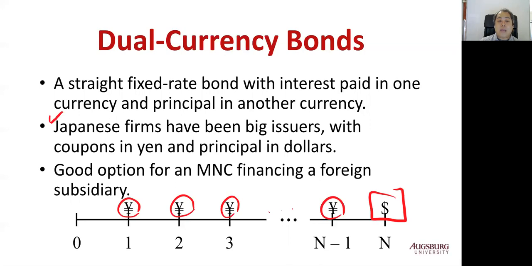It's a good option for an MNC financing a foreign subsidiary, such as a US company that wants to finance a Japanese branch. They basically want to pay yen coupons because the subsidiary operates in yen, but they eventually pay the lump sum in dollars because the parent company is in the United States. It depends on the situation of the multinational corporation. Japanese companies have been very big issuers of this type of dual currency bond.